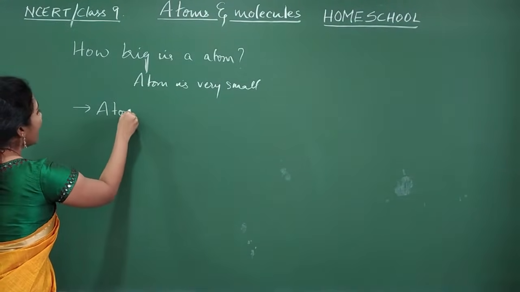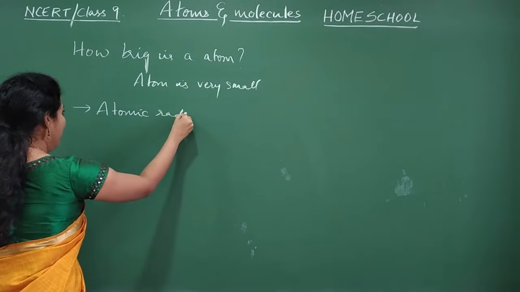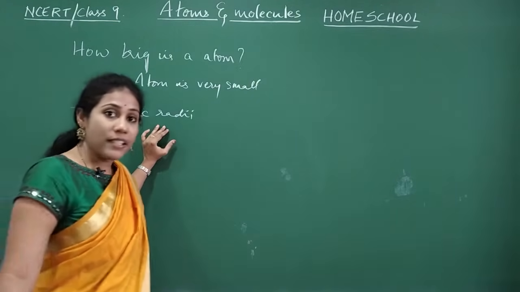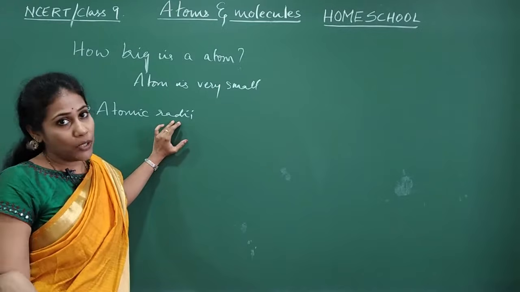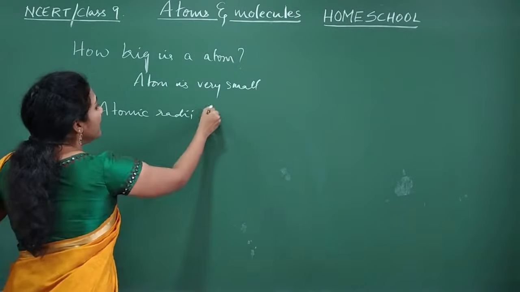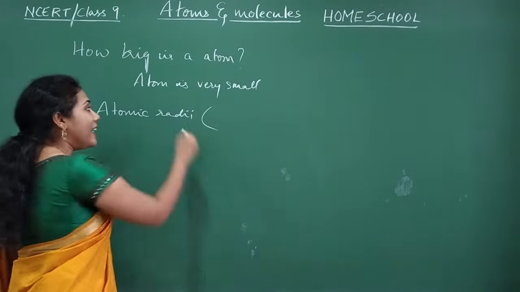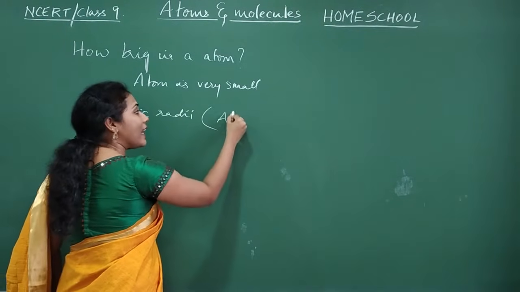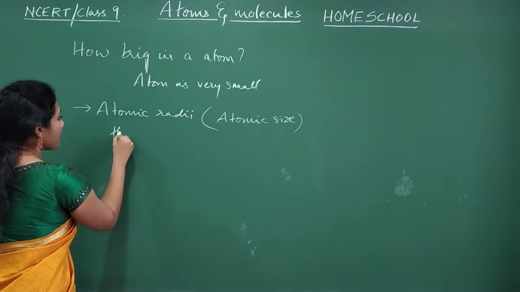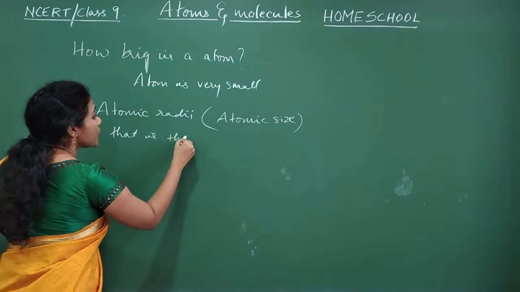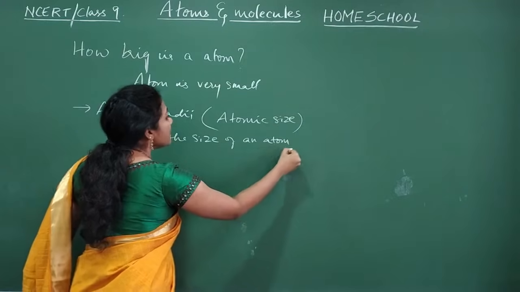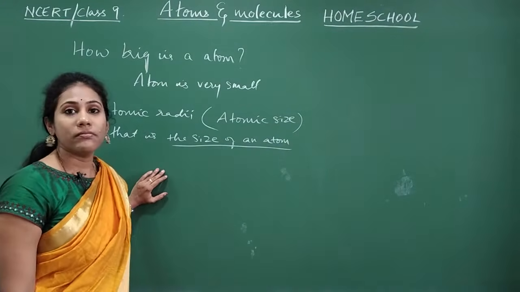And we have got a new word here. The word is atomic radii. Atomic radius is singular, atomic radii is plural. Anyway, we use the term atomic radii. So what do you mean by this atomic radii? Atomic radii is nothing but atomic size, that is, the size of an atom. Size of an atom is called atomic radii.